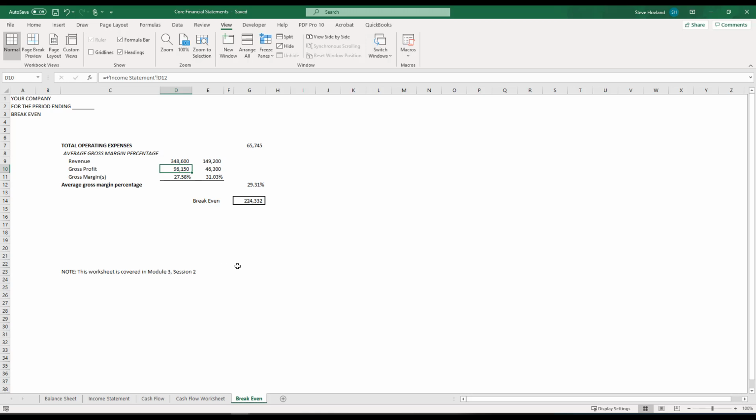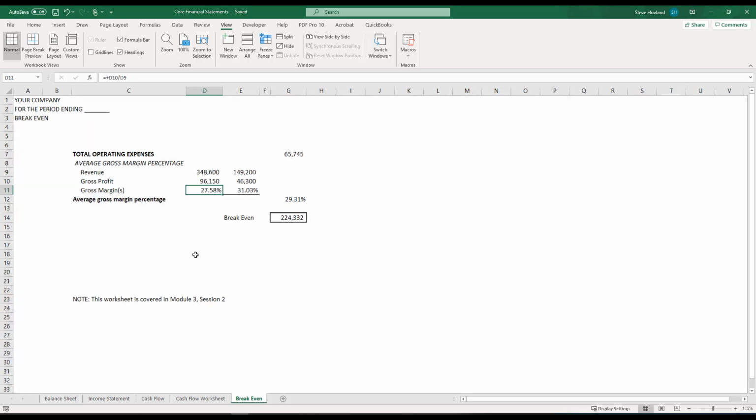So I'll come back over here and let's zoom in real quick, and you'll see here is the calculation of the gross margin percent. 27.58 for this year, 31.03 for the prior year. So the average of those two comes out to 29.31. And so the break even, what this is saying, is taking our operating expenses divided by the gross margin percent to get to our break even, which is how much revenue we need to make to break even for this company. Now, the reason why this formula works is because if you're wondering, well, we only bring in 65,000 costs, we've already netted all the cost of goods sold into this gross profit. So that's already being taken care of in our formula.